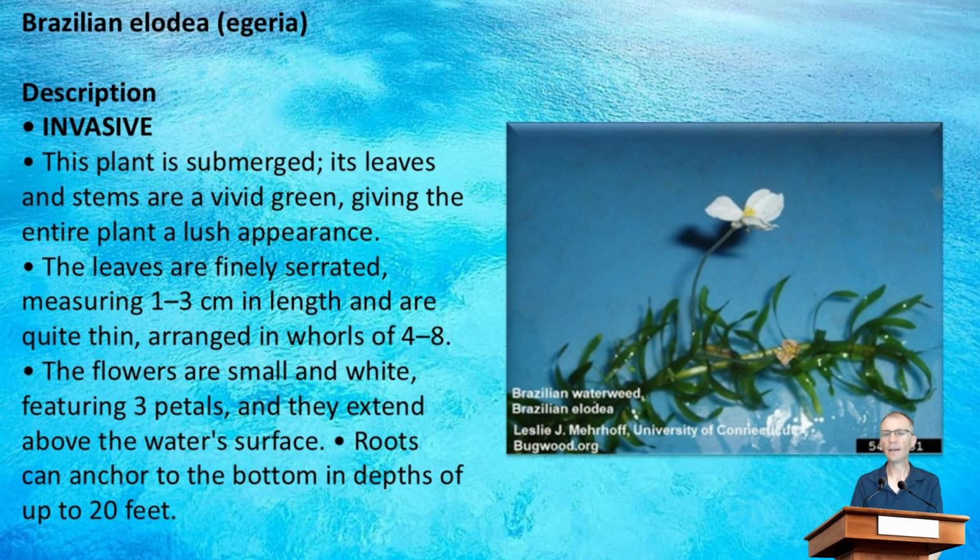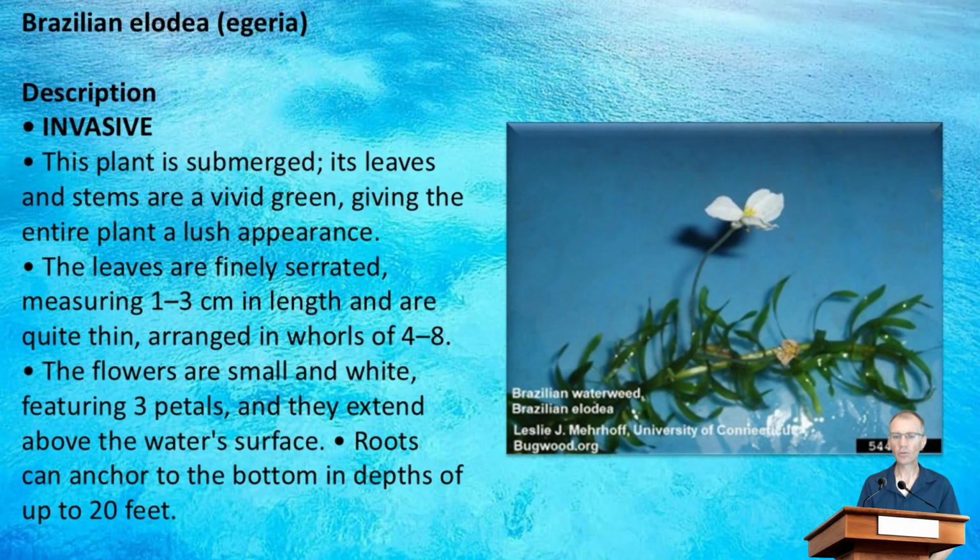Brazilian elodea, Egeria. Description: invasive. This plant is submerged. Its leaves and stems are a vivid green, giving the entire plant a lush appearance. The leaves are finely serrated, measuring 1 to 3 centimeters in length, and are quite thin, arranged in whorls of 4 to 8. The flowers are small and white, featuring 3 petals, and they extend above the water surface.